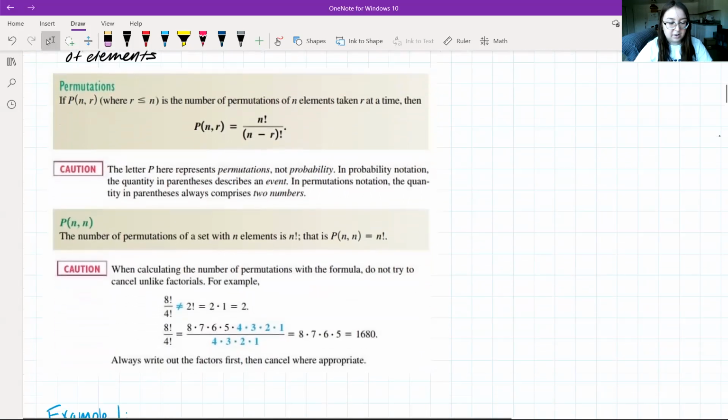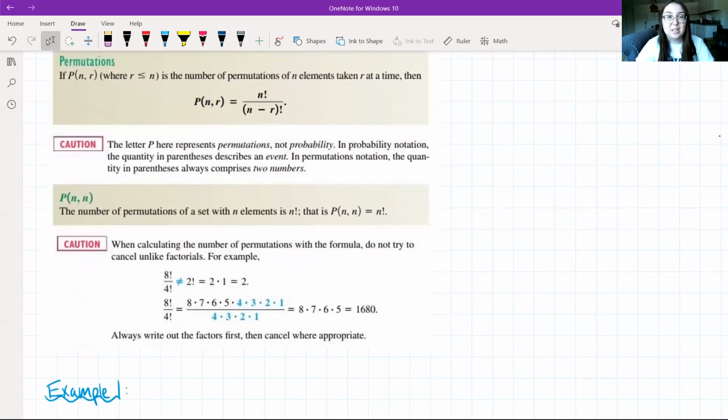A caution here: the letter P represents permutations and not probability. In probability notation, the quantity in parentheses describes an event. In permutation notation, the quantity in parentheses always comprises 2 numbers. So if you see a capital P and then one number, comma, another number, that's going to be a permutation. If you have P of really anything that's not 2 numbers divided by a comma, it's most likely a probability.